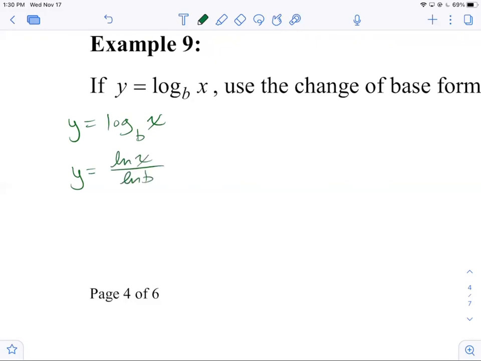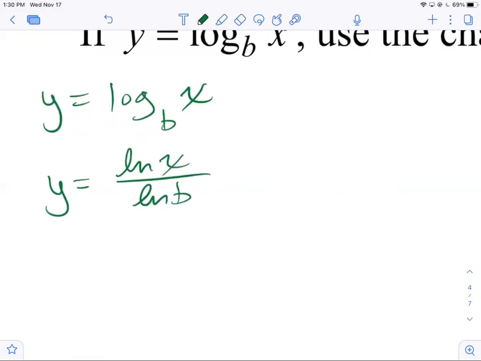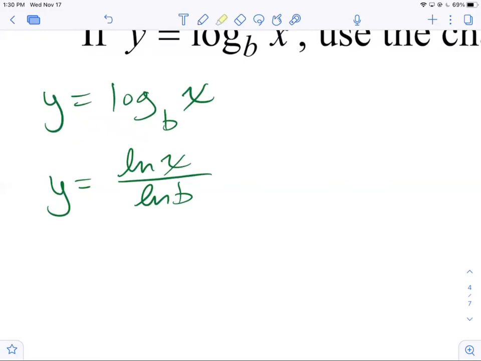Everyone okay with that? Your TI-84s too, this is how you evaluate logs of different bases very quickly. If I ask you, what's log base 4 of 7, you just type in natural log of 7 divided by natural log of 4. Okay, so that works. Now, because the base is a number, the natural log of the base is a number.